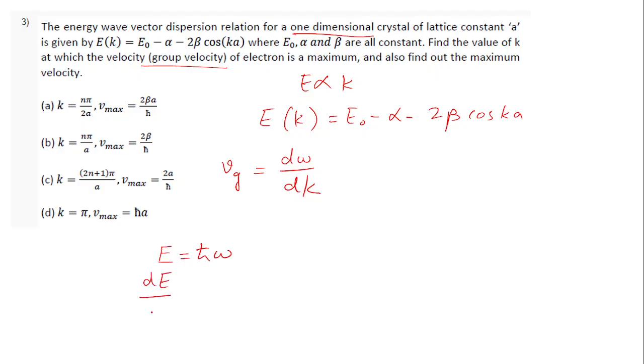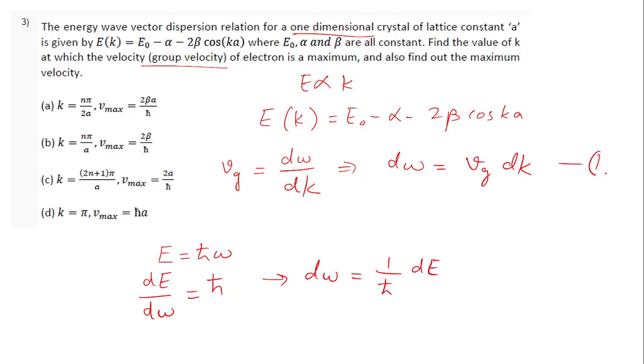If I take derivative with respect to omega, then I will get h bar, right? Now from here, if I try to find out the dW, it will be Vg times dk, and from here dW will be 1 over h bar dE. So if we equate these two expressions, because energy we already have, group velocity is d omega by dk.